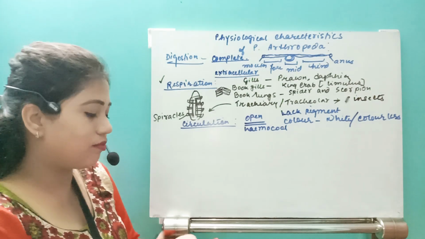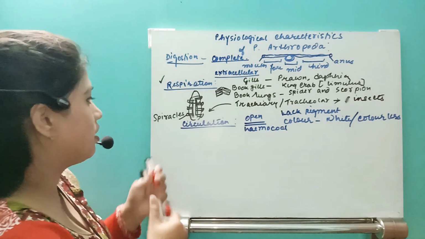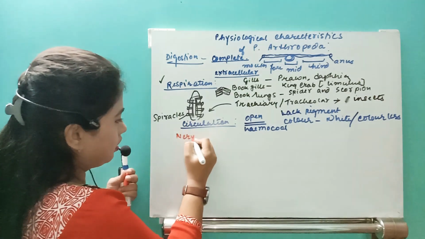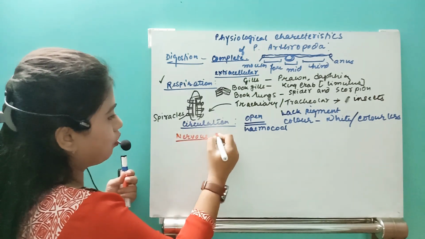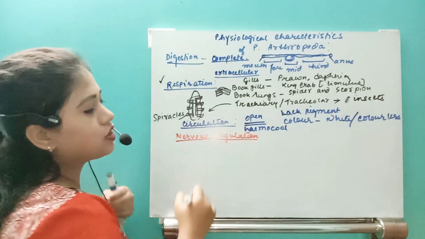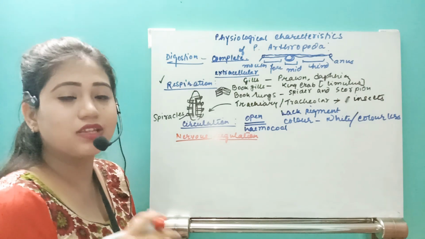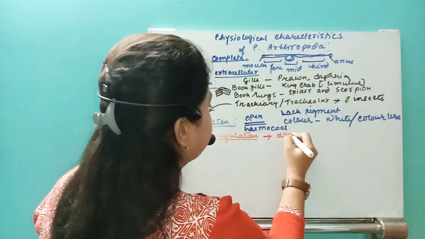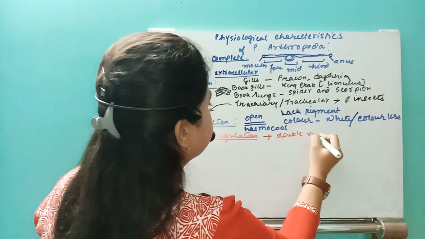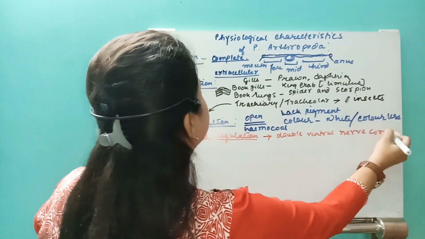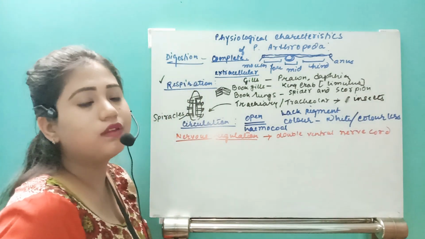Now after that, come to the next characteristic, that is nervous regulation. Nervous regulation is important. In their case, what type of nervous regulation is present? Once again, this organism is going to have a double ventral nerve cord.